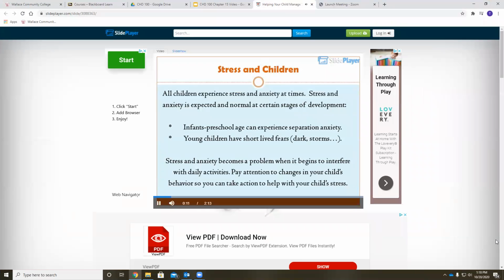Stress and children. All children experience stress and anxiety at times. Stress and anxiety is expected and normal at certain stages of development. Infants and preschool age can experience separation anxiety. Young children have short-lived fears, dark, storms. Stress and anxiety becomes a problem when it begins to interfere with daily activities. Pay attention to changes in your child's behavior so you can take action to help with your child's stress.